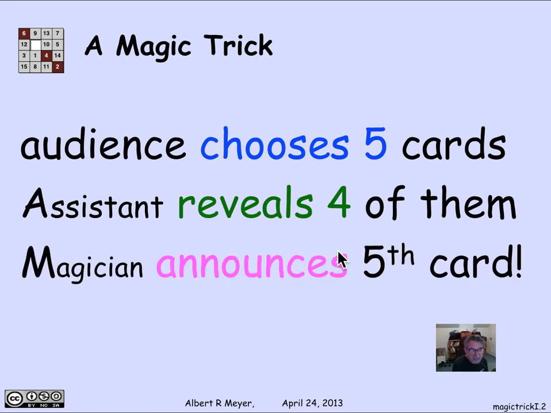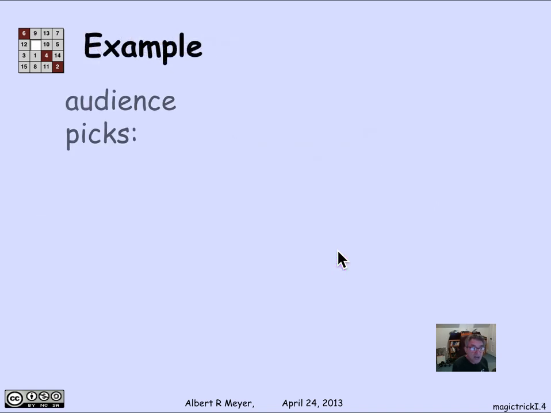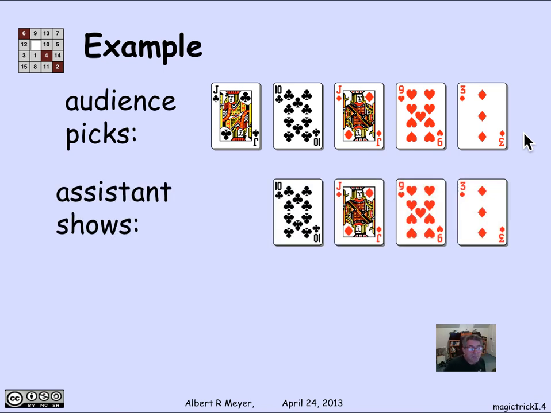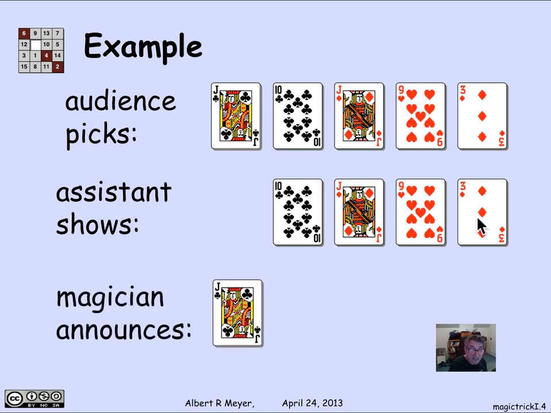And then the magician meditates and reads the mind of the assistant, he claims, and announces what the 5th card is. Let's look at an example. The audience might pick the following hand: a Jack of clubs, 10 of clubs, Jack of diamonds, 9 of hearts, 3 of diamonds. With the audience having picked that random hand of 5 cards, the assistant is going to show the magician the 4 cards: 10 of clubs, Jack of diamonds, 9 of hearts, 3 of diamonds. And then the magician is going to meditate and say that the hidden card is a Jack of clubs, and everyone is going to be very impressed with how this is done.